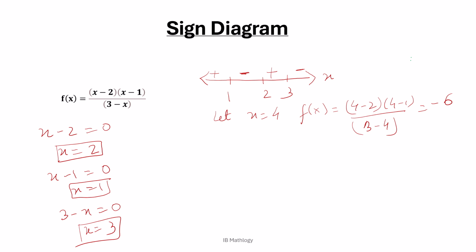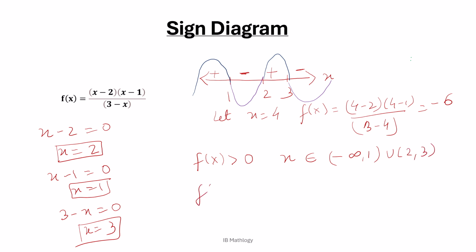So what we can say is our function values are positive for all the values which are less than 1 and in between 2 and 3. And my function is negative, or less than 0, for all the values between 1 and 2 and greater than 3. So how can I write this? My f(x) is greater than 0 for x belongs to minus infinity to 1 union 2 to 3, and my function value is less than 0 for all x belongs to 1 to 2 union 3 to infinity.